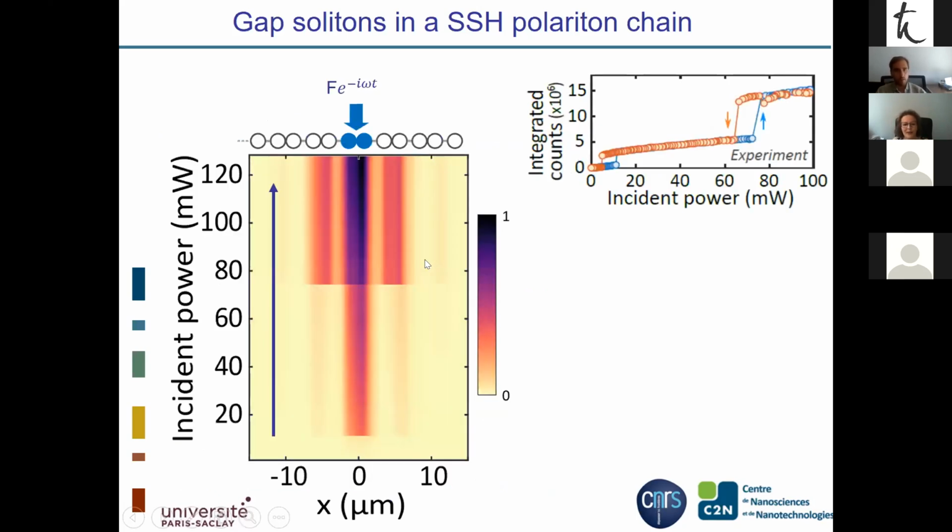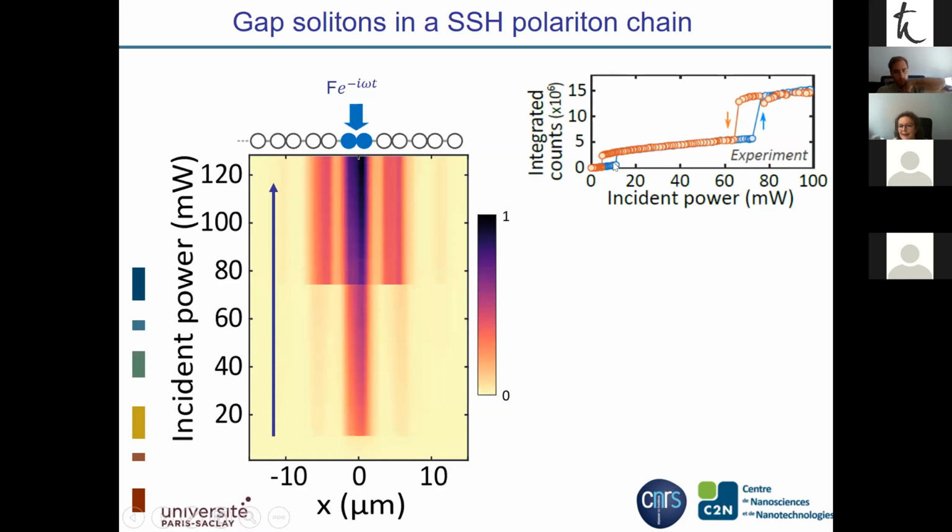Okay. So what we are going to do here is not excite the edge. We will excite the bulk. So I will stand in the middle of the chain. I will excite a dimer, so two pillars close by, with an amplitude f, a given frequency omega, which is in the center of the gap. And I will look at the emission along the chain when I scan the power up. And you can see here the total intensity in blue when we scan the power up.